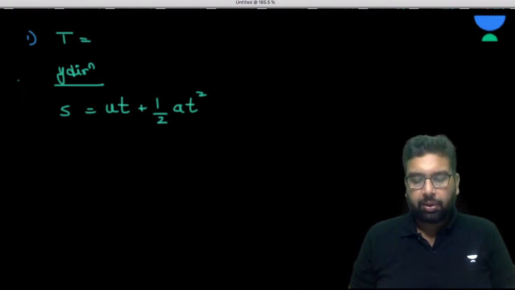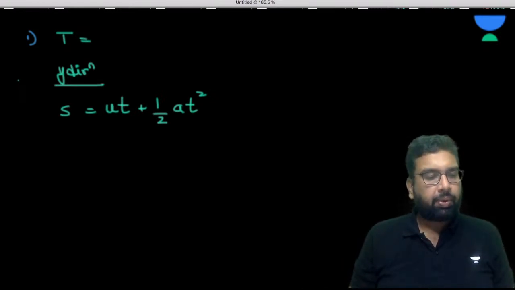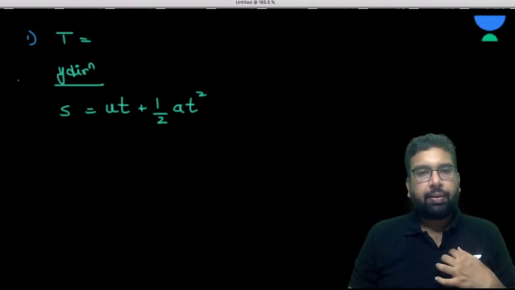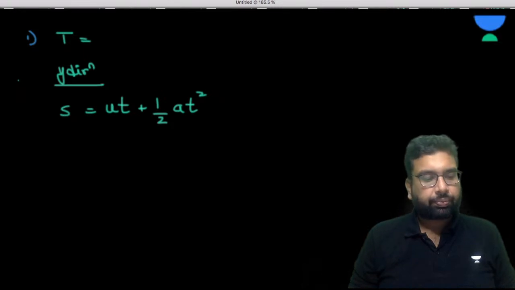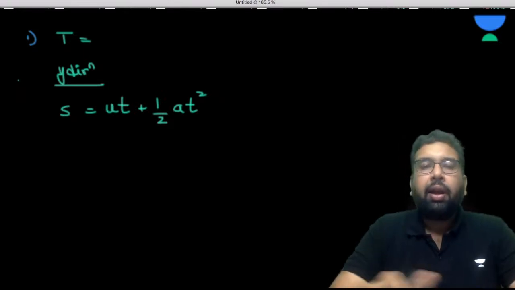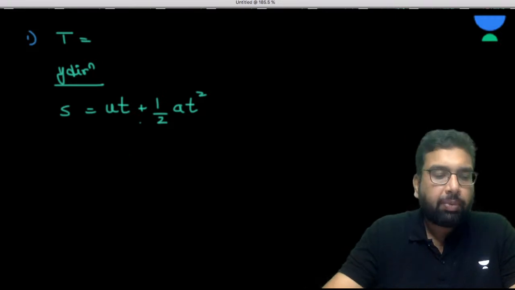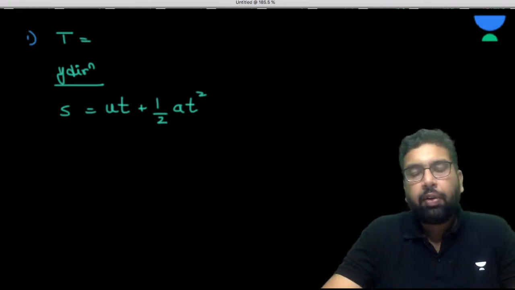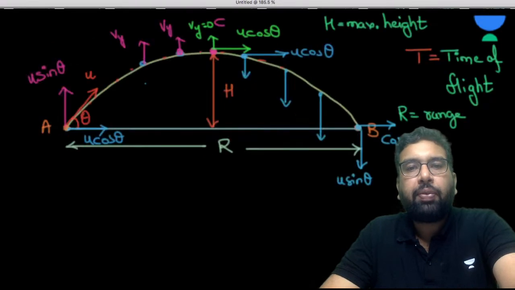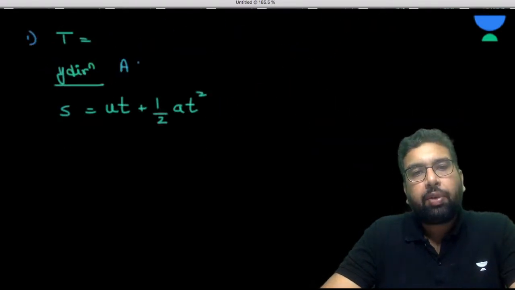Do you want to do it with the help of a question or something? Please answer me. Okay? So ut plus half at square. Now I am using the motion, let's say, seeing directly from A to B.